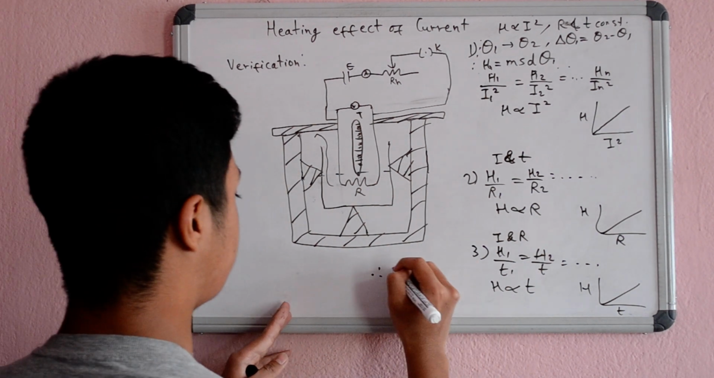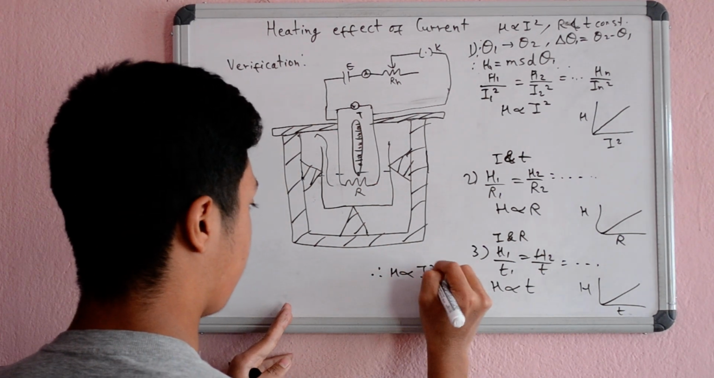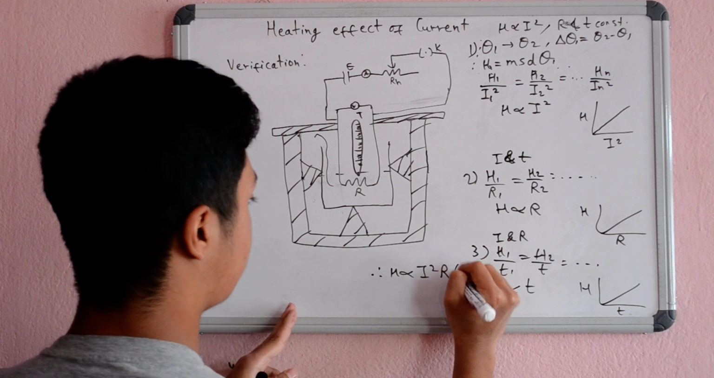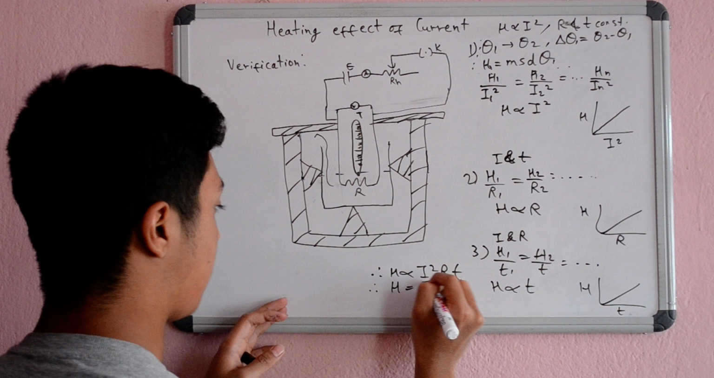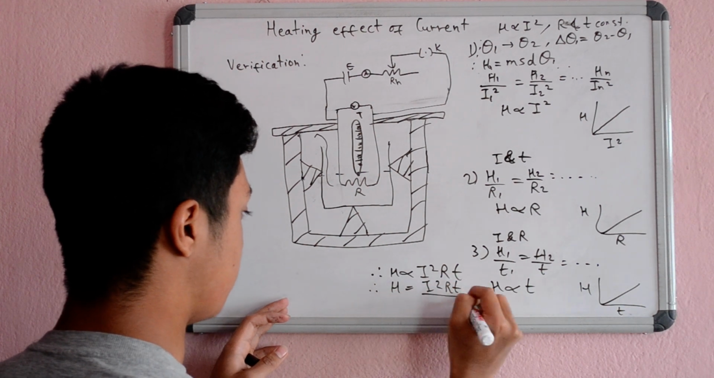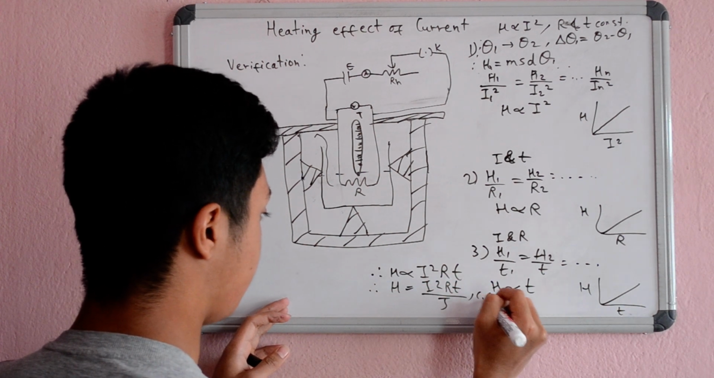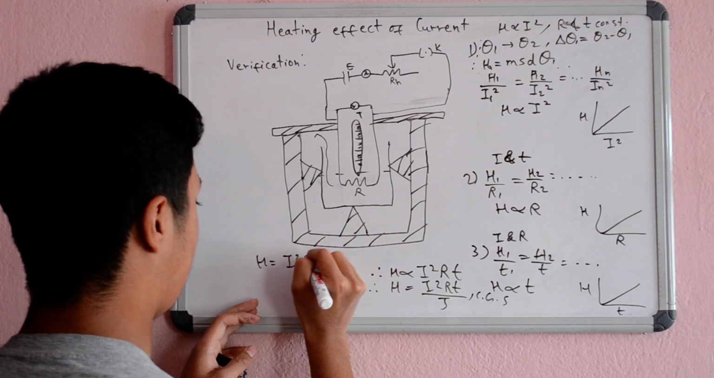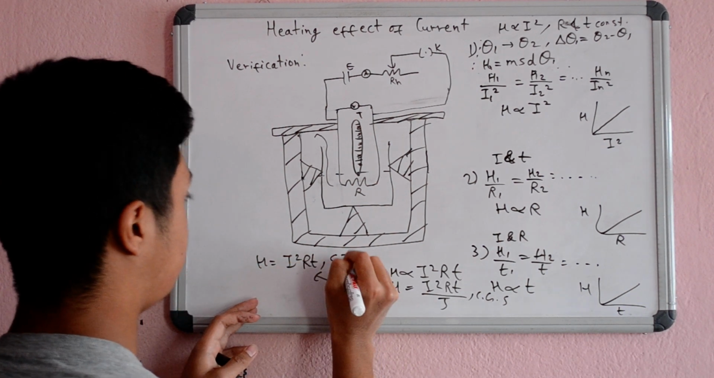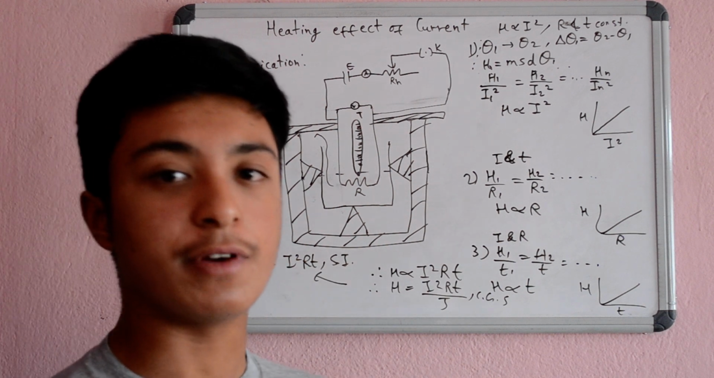So overall this proves that heat is directly proportional to the square of the current, the resistance, and the time taken. Then we have I square RT by J in CGS, and H is equal to I square RT in the SI system. So this is for the heating effect of current.